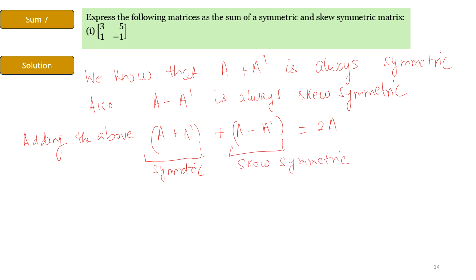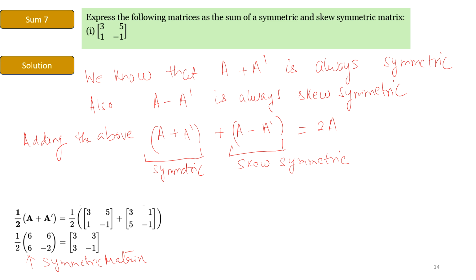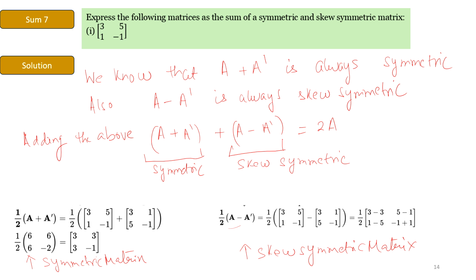Using the above identity, we see that 2A can be represented as sum of matrices A plus A transpose and A minus A transpose. The first summation is a symmetric matrix. The second summation is a skew symmetric matrix. Computing the two matrices, that A plus A transpose by 2 for symmetric matrix and A minus A transpose by 2 for skew symmetric matrix, we get the final answer.